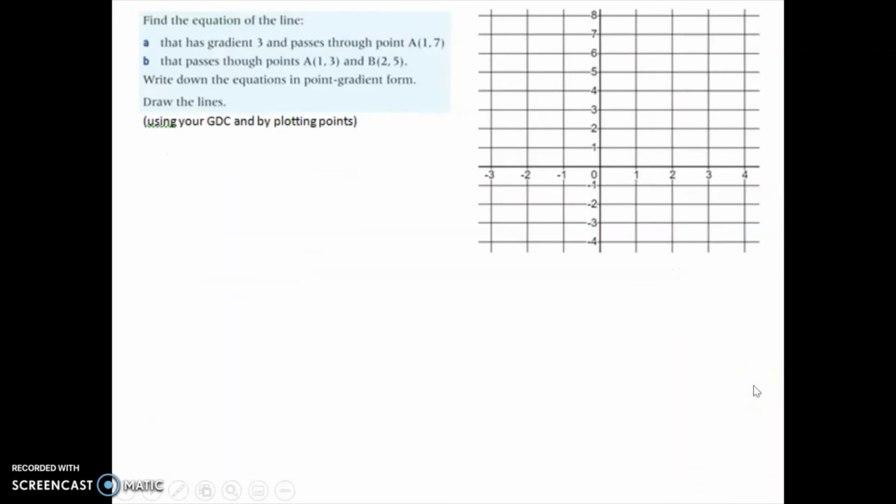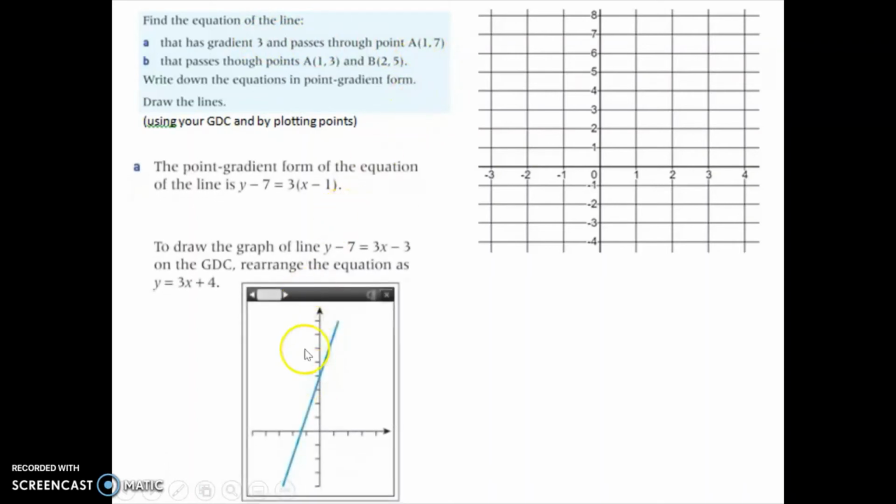Let's keep going. Here's another problem here. Find the equation of a line that has gradient 3 and passes through this point. So very similar to what we just did. You know the gradient, you know a point. What is the equation? All right, here's the answer for A.